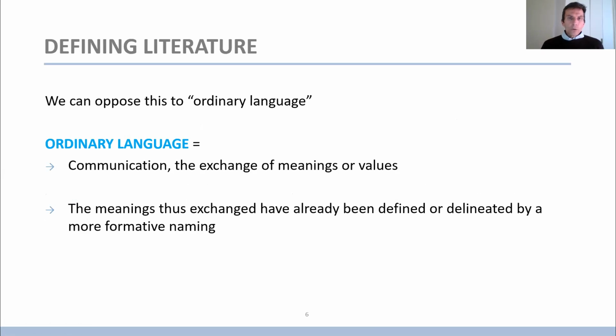We can oppose that to ordinary language. So ordinary language is a communication of exchange, or an exchange of meanings and values that are preset, predetermined, pre-understood. The terms are already delineated by a previous kind of cultural determination of what those terms mean and have accumulated over time.